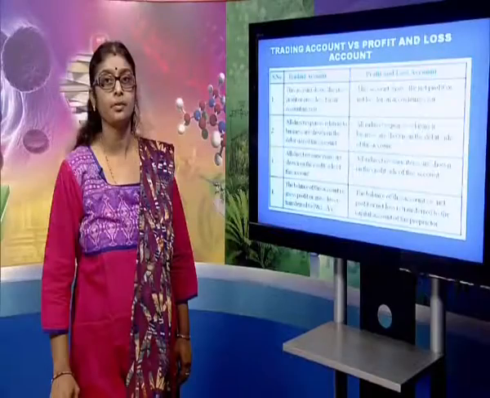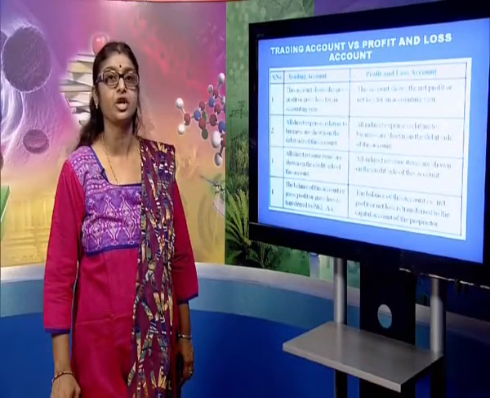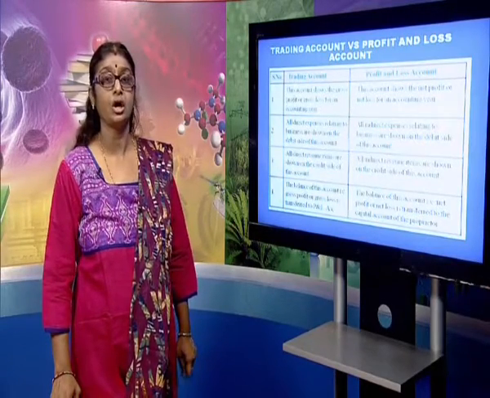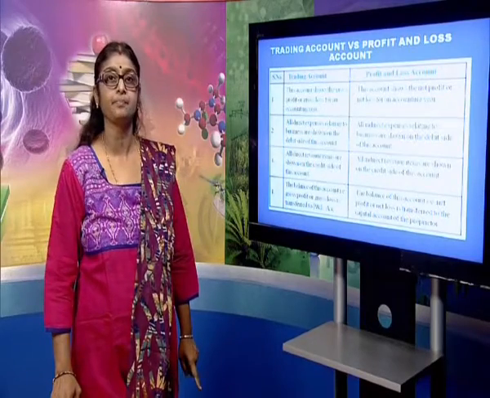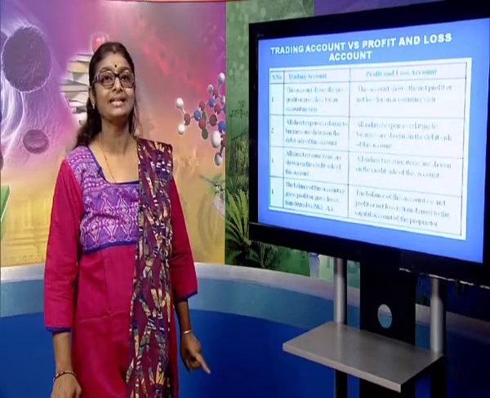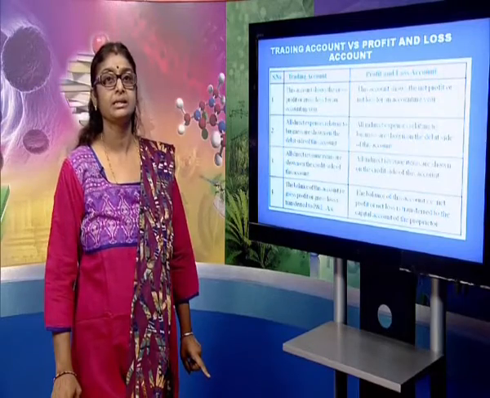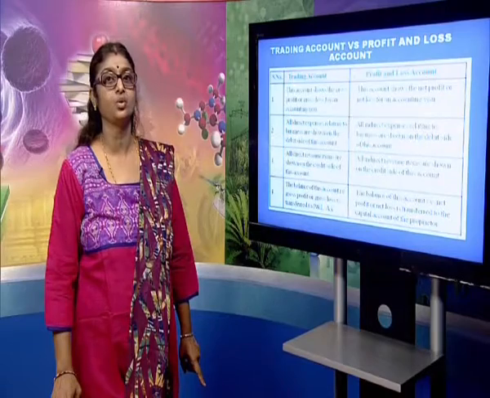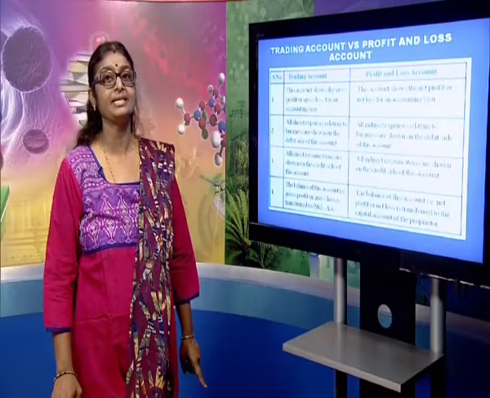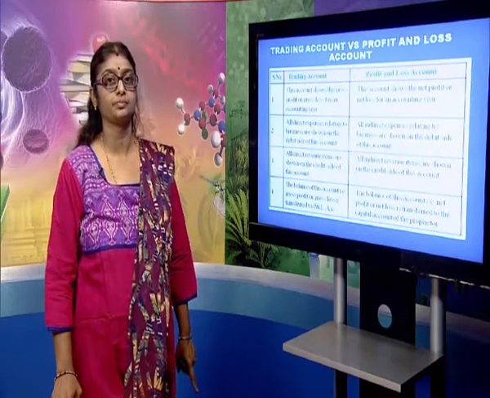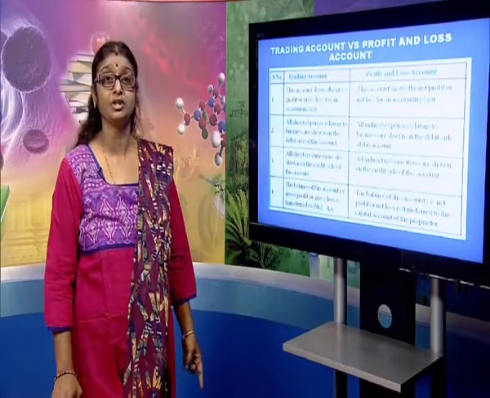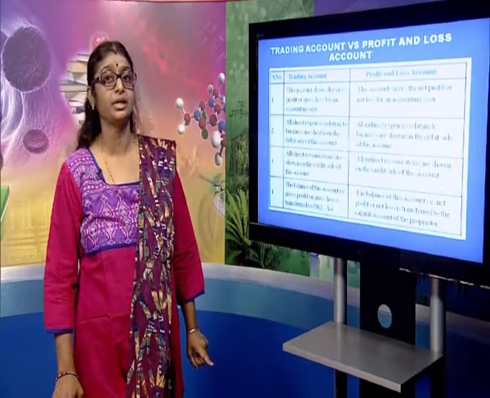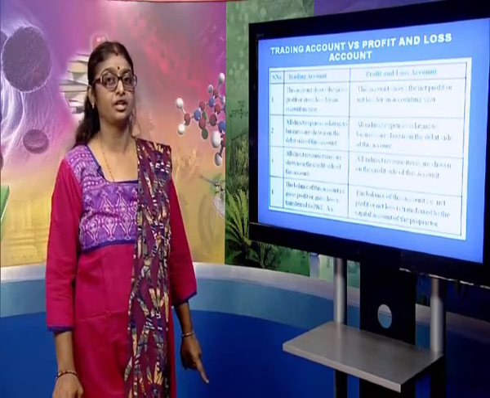Then coming to the difference between trading and profit and loss account, trading account shows the gross profit or gross loss. Profit and loss account shows the net profit or net loss. All direct expenses will come in the trading account. All indirect expenses will come in the profit and loss account. All direct revenue will come in the credit side of the trading account. All indirect revenue will come on the credit side of the profit and loss account. Similarly, direct expenses will come on the debit side of the trading account and indirect expenses on the debit side of the profit and loss account.